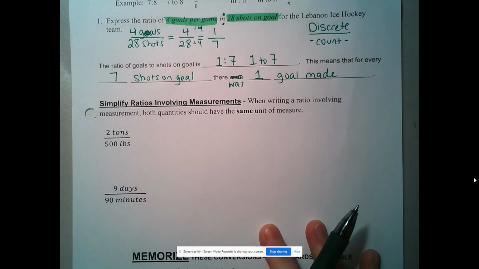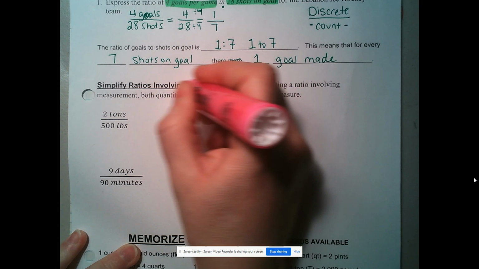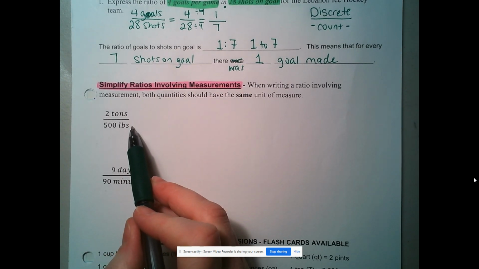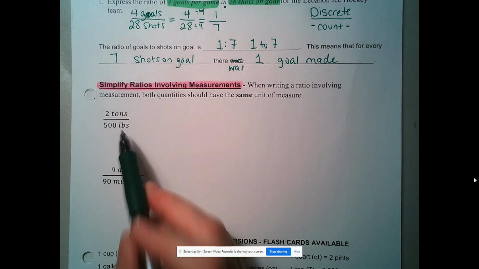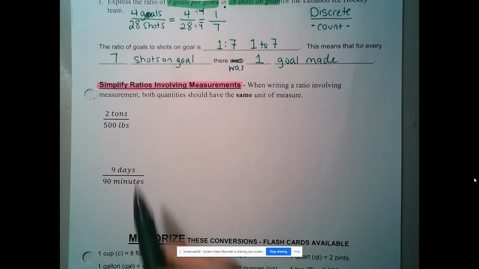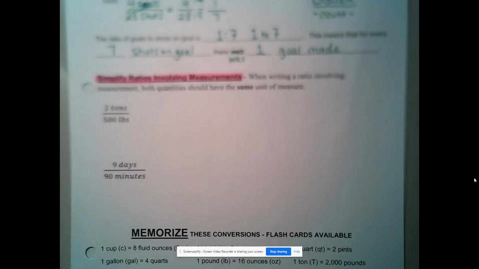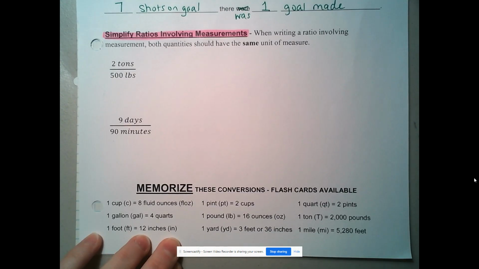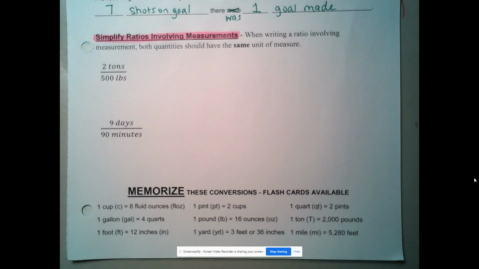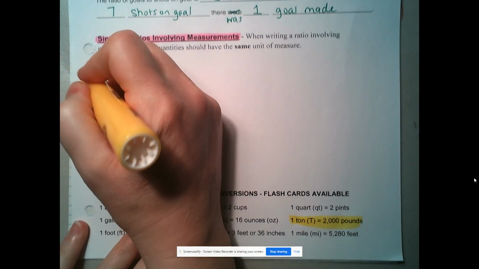We're also going to look at the measurements one like we had on the last lesson as well. So simplify ratios involving measurements. So things that we measure. This one is a weight, tons and pounds. So we want to find a ratio where we've got the same unit of measure, meaning we don't want one of them in tons and one of them in pounds. We want to get them to just the same. So if we look down at the bottom, you have that same list again of different conversions, and we're looking for one that compares tons and pounds. And we've got one here. Every 1 ton is 2,000 pounds.